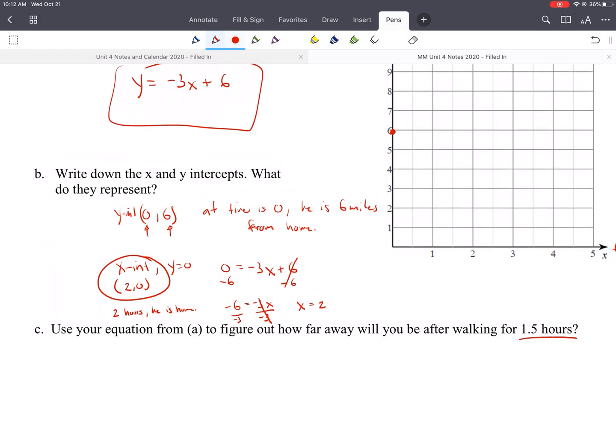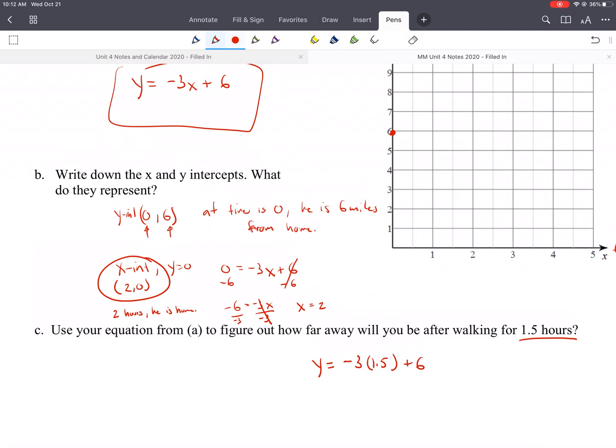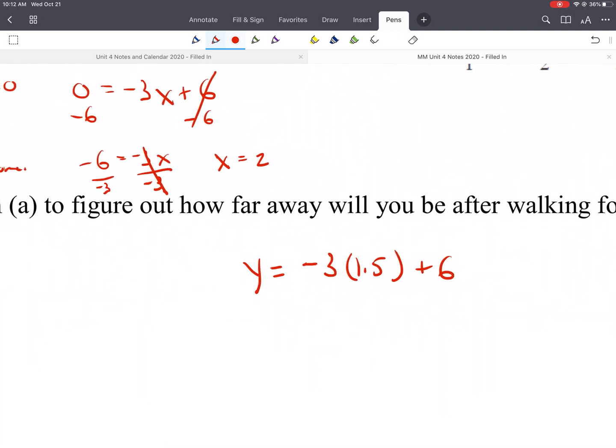So again, hours is our x, it's our time. So we'll say y is equal to negative 3x, well x is 1.5, plus 6, because that's from our equation above. Okay, and we'll just evaluate. So negative 3 times 1.5. I'm okay if you have decimals, so that gives us negative 4.5 plus 6.